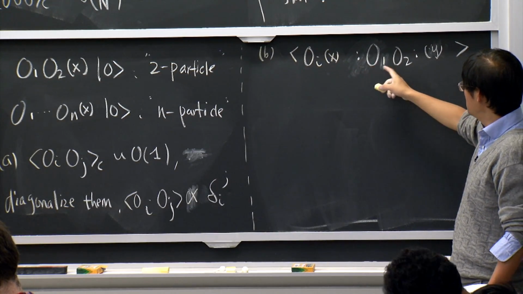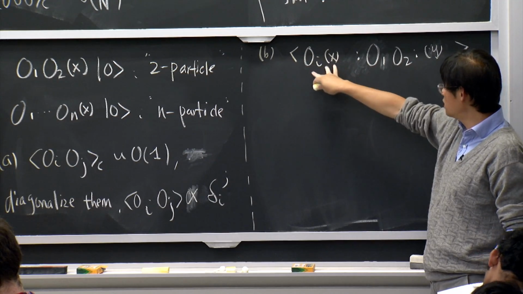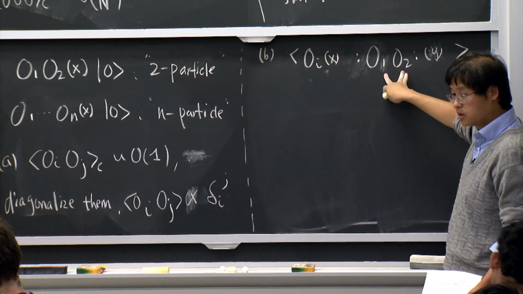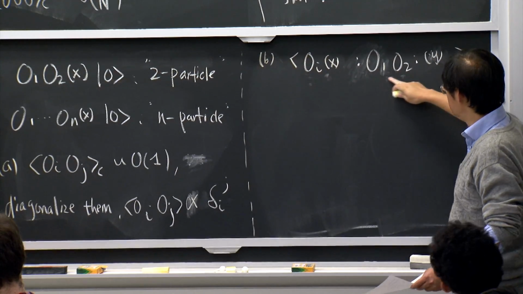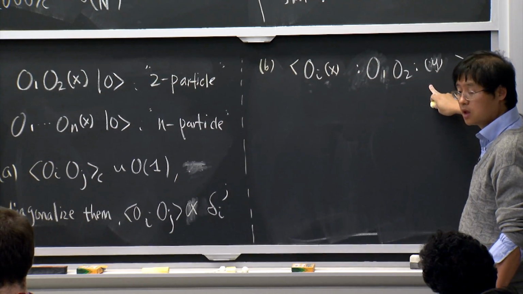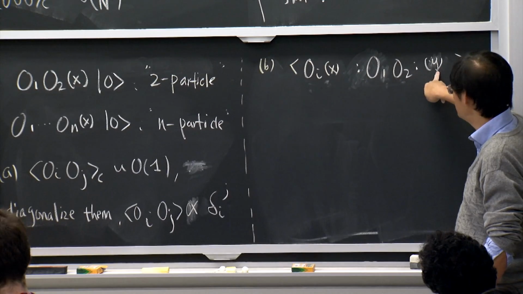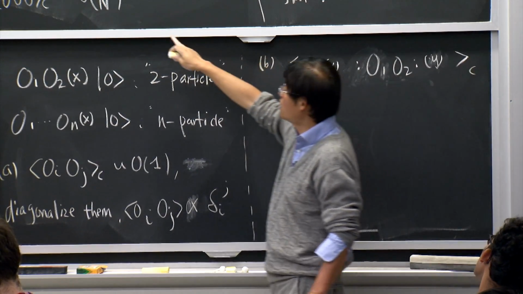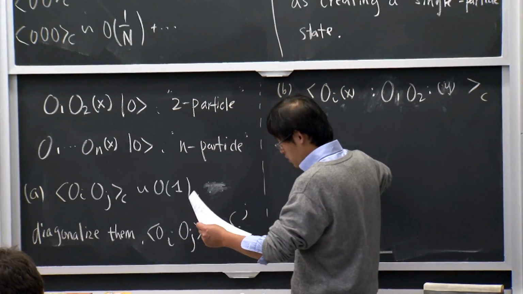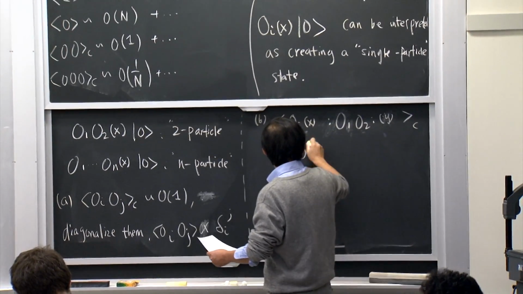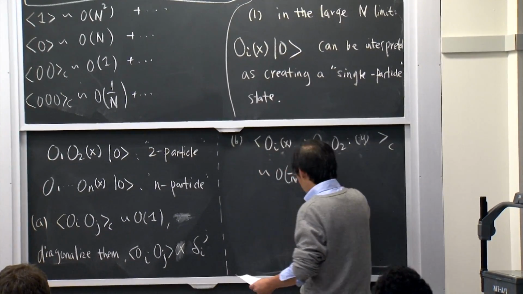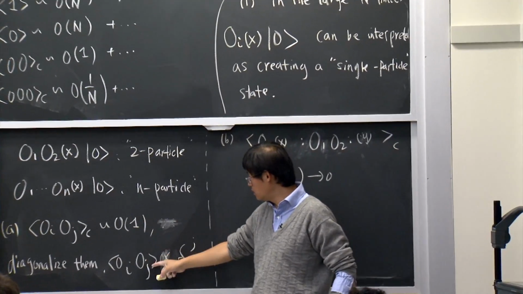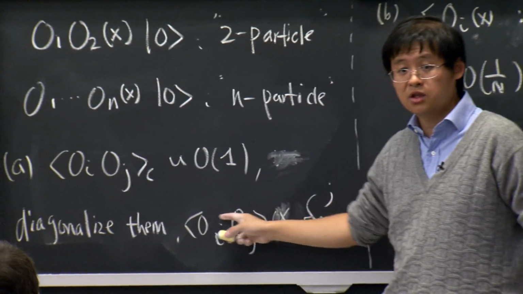So if you consider the overlap of this single trace operator with this double trace operator, this whole thing is like a 3-point function. You just put these two operators at the same point. From our discussion here, such a connected Green function is of order 1 over N, so this goes to 0 compared to the overlap with itself.